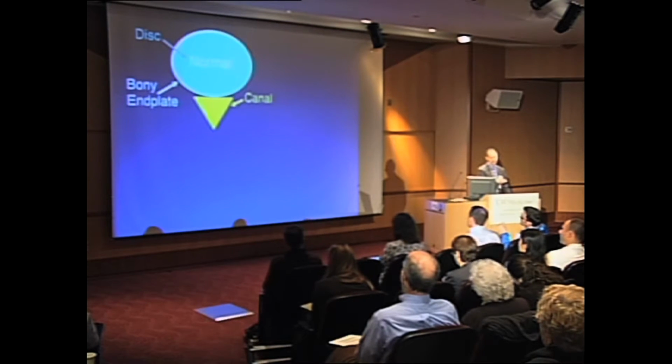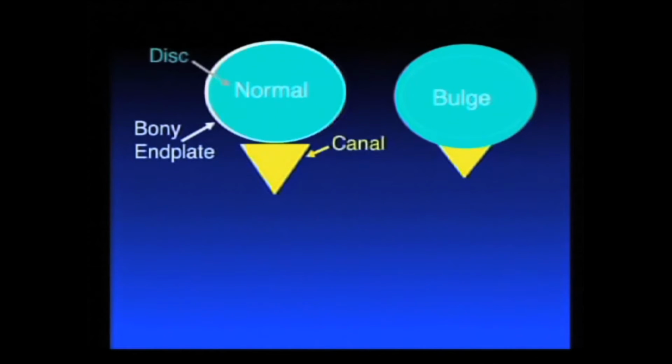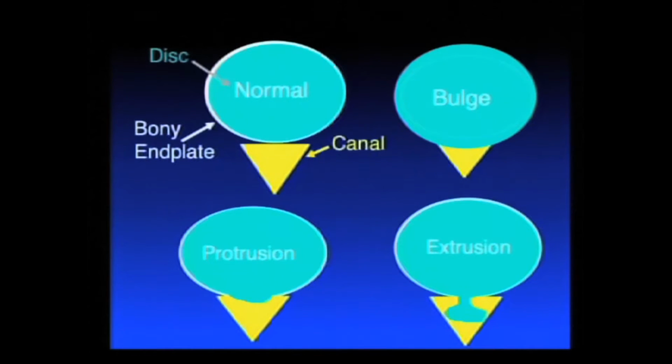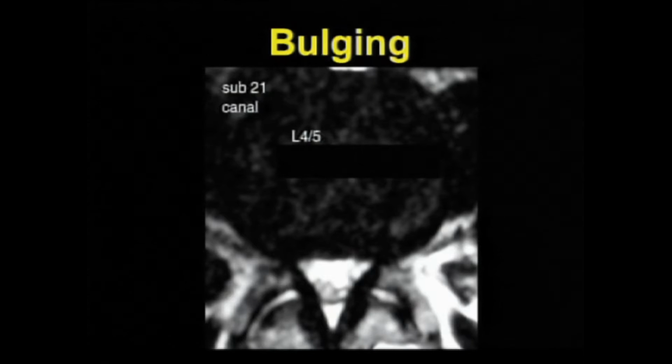And just schematically, what this looks like: normal disc contained within the bony end plate, a disc bulge, again a diffuse abnormality. A protrusion is a focal abnormality, and an extrusion is a focal abnormality with a neck associated with it. The actual definition of the extrusion is that the largest diameter of the disc material is not adjacent to the parent disc. And that can be true either on a sagittal or an axial image. Doesn't really matter. So just some examples on MR.